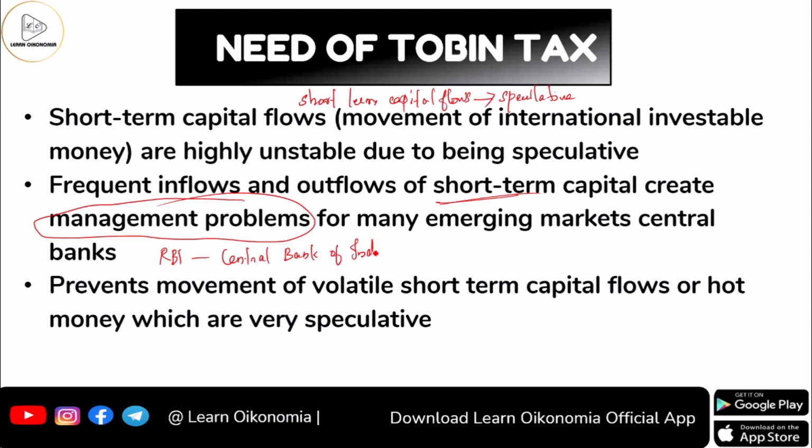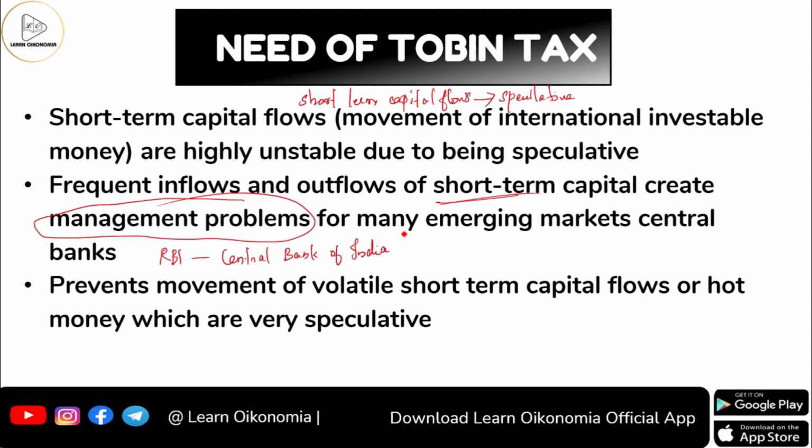So every nation would be having its own central bank. In the case of the US, it would be the Federal Reserve that would be acting as a central bank. And especially when it comes to the inflows and outflows of short-term capital, which involves so much speculation, there would exist some management problems for the central bank of the country involved in such movement of inflow and outflow of funds.